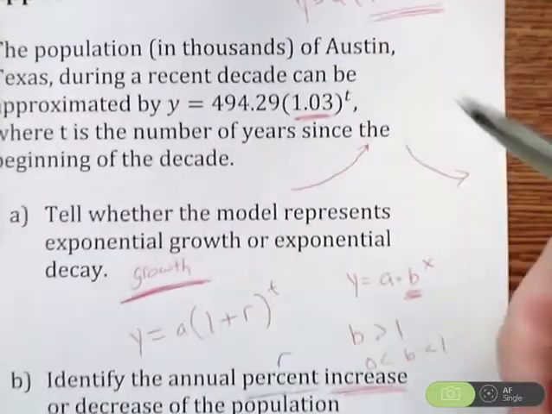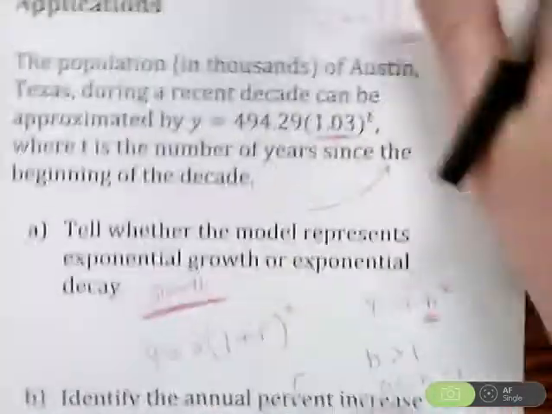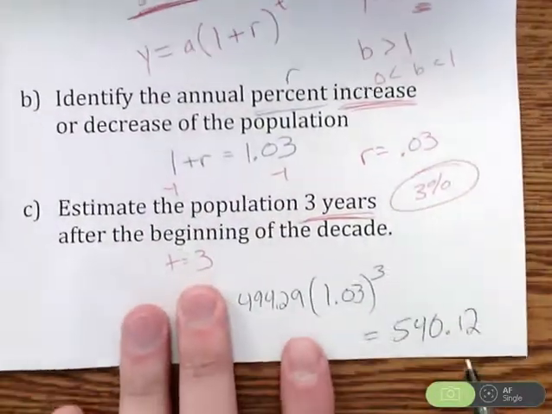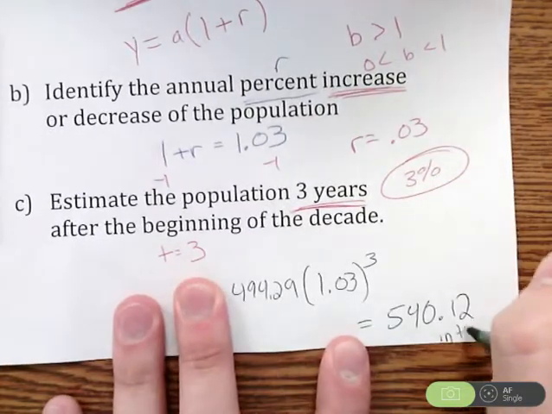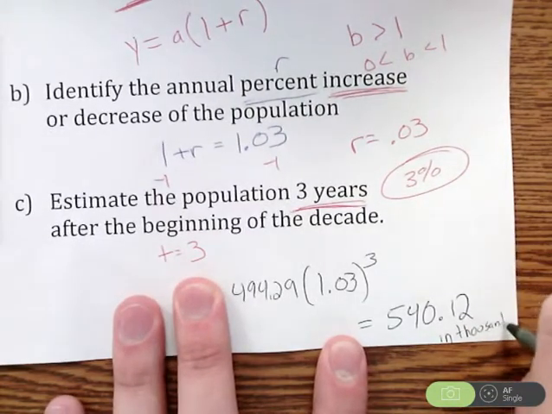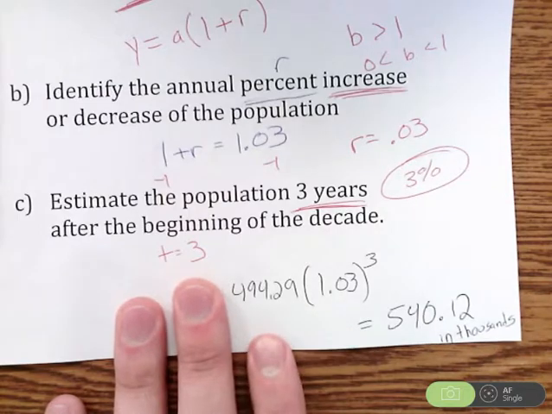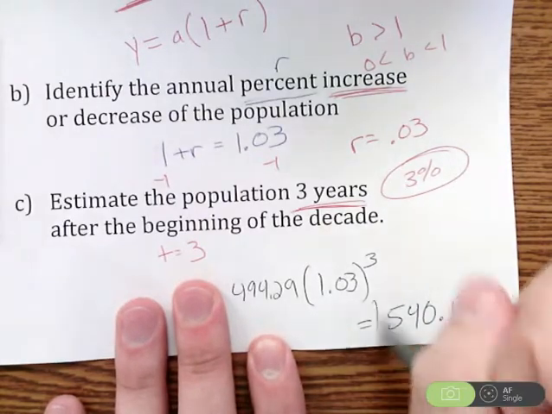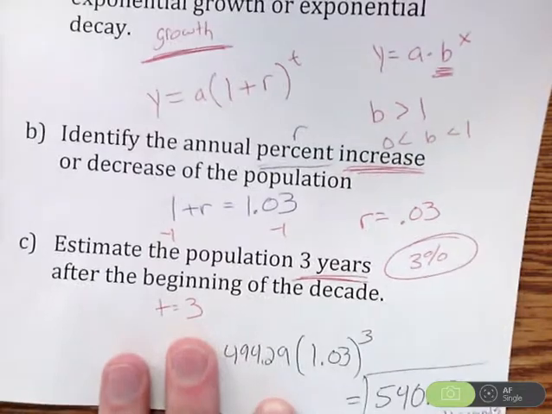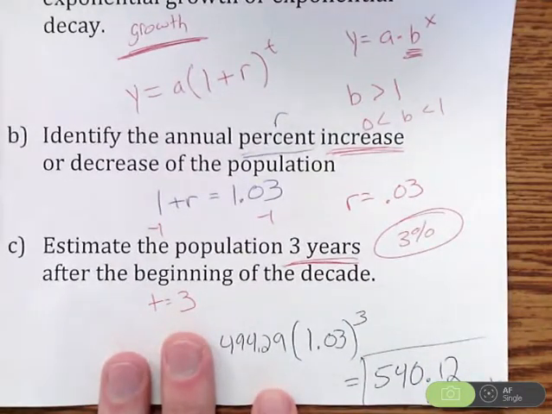Now remember when they talked about it, they said the population is in thousands, so that's 540.12 in thousands. So be paying attention to what units are what. And that is an application of exponential growth and decay.